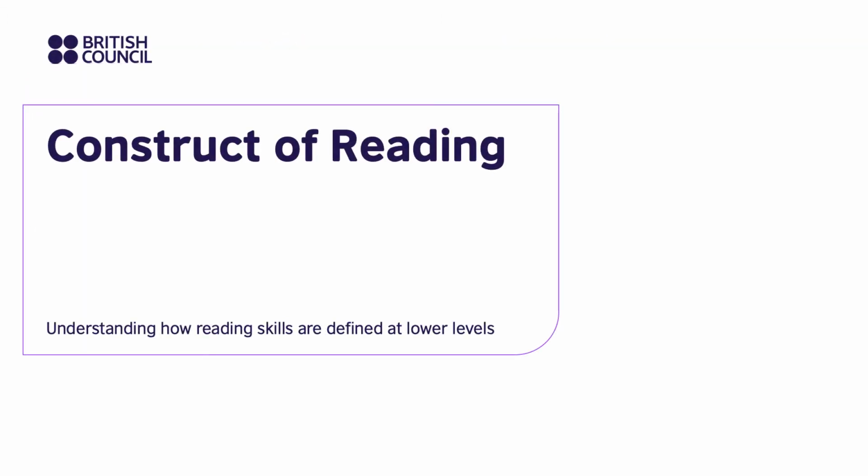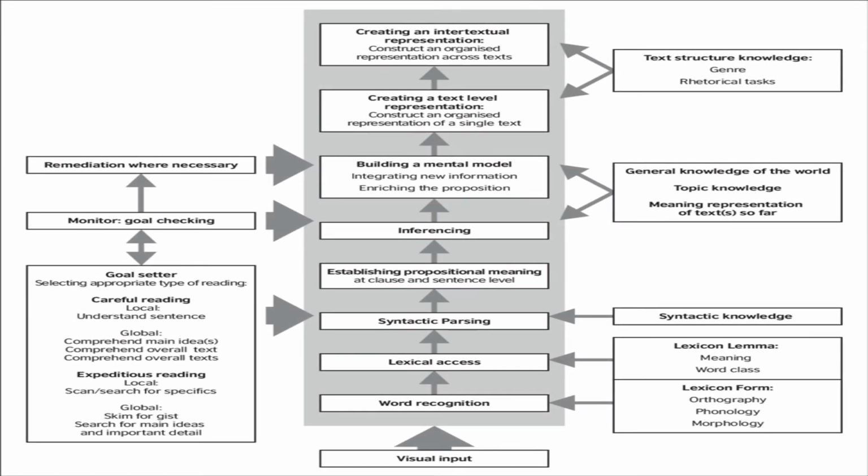In this section, we will look in more detail at the construct of reading. This is the Khalifa and Weir framework. It is a conceptual framework of the cognitive reading process. In other words, a visual representation of what is happening inside someone's head as they read. It is widely used in language testing.